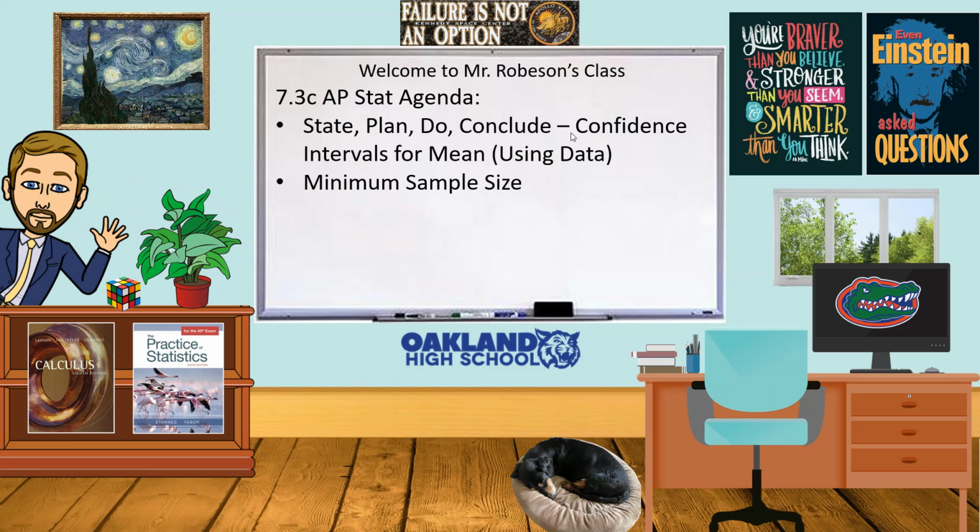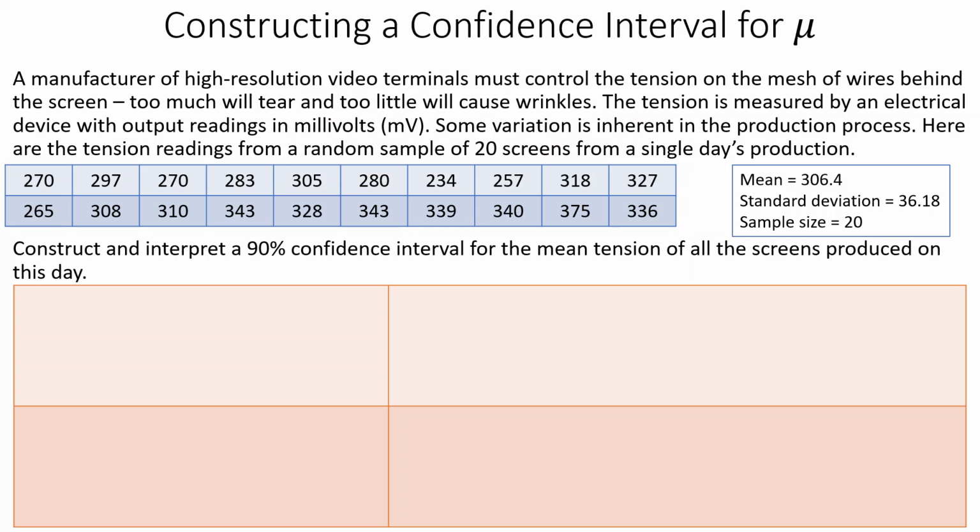This is the last one for 7.3 and the last one for Unit 7 here. So we're going to look at how to make confidence intervals for the mean using data. If we have actual data values, and we're going to look at how to find the minimum sample size, just like before when we did for proportions. All right, so for this one, we're constructing a confidence interval for the mean, population mean.